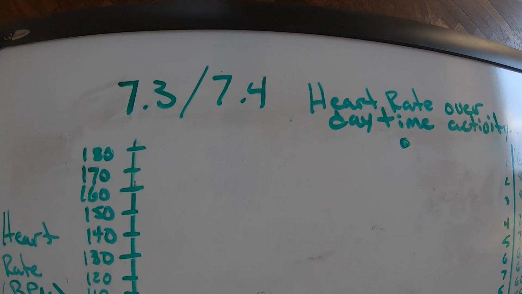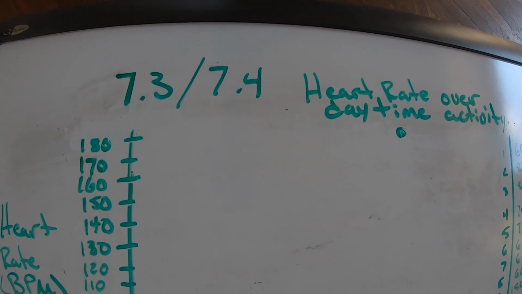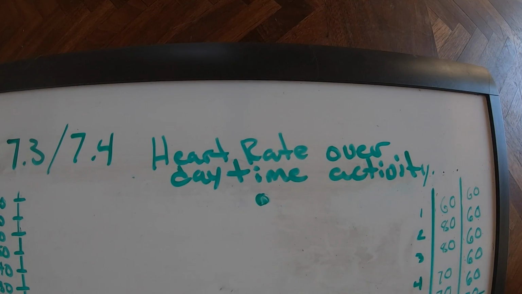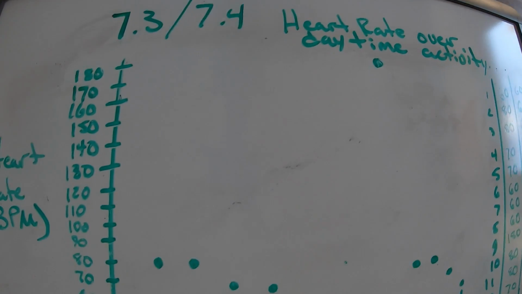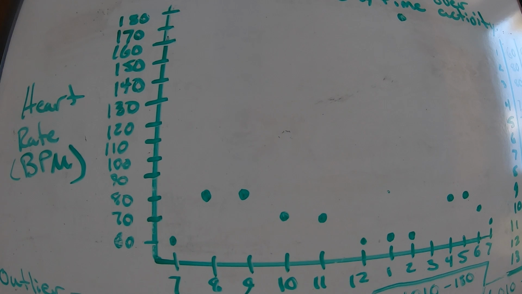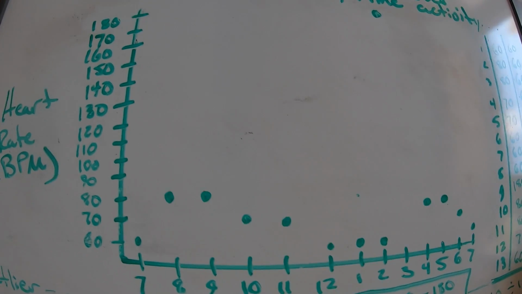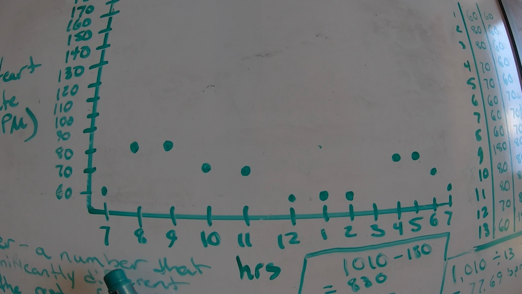All right, for 7.4, we're gonna have a look at a question. This question is related to heart rate over daytime activity. I've created a graph to show this relationship. On our y-axis, we have our heart rate in beats per minute, that's how many times your heart beats in 1 minute. And at the bottom here, we have hours.